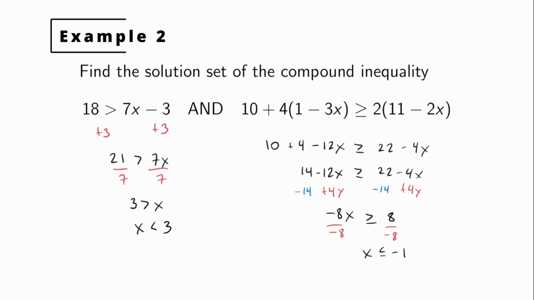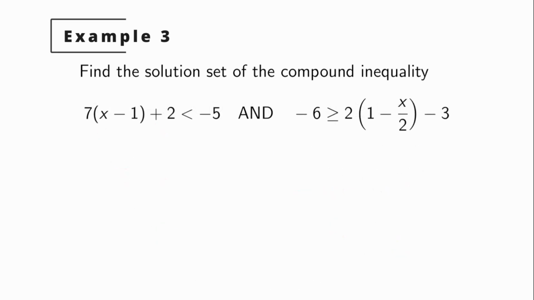So x is less than or equal to -1, and x is less than 3. So we're looking for all of the numbers that are less than 3 and less than -1, but that's just everything that's less than -1. So the solution set is from -infinity to -1, because that's all of the numbers that will solve both this and this.